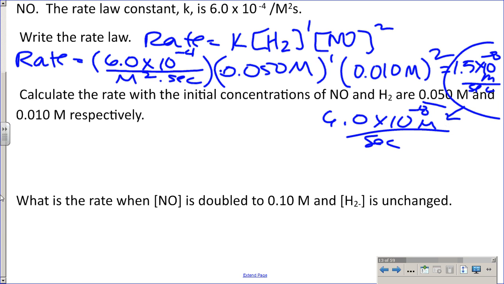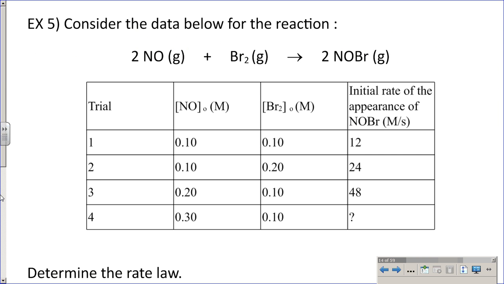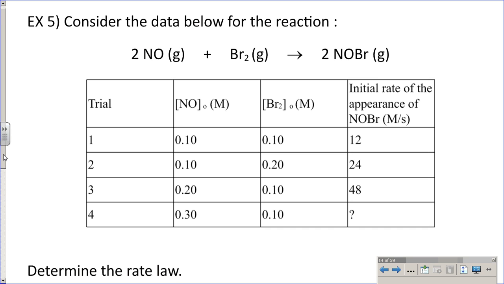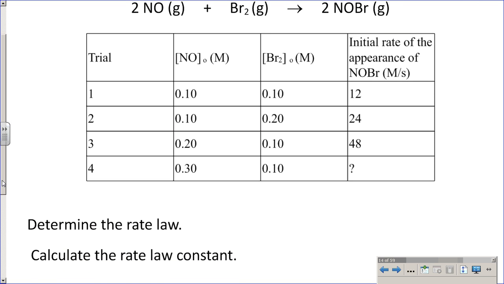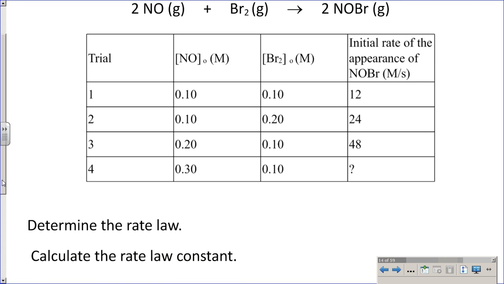Okay, almost done. I think I got one more with another example. What is this one? Let's look at this one. Oh, this one just has a review from yesterday. Okay. So using the information, notice that the rates are given to us as appearance of NOBr. Okay, that's going to be important later on. So determine the rate law. Tell me how you do it.